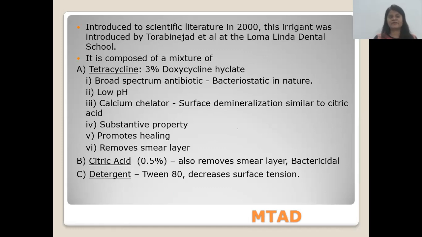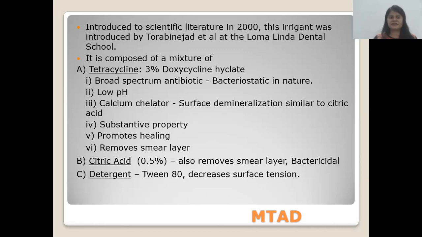Then coming on to MTAD, which is a combination of an antibiotic with an acid and a detergent. It was introduced to the scientific literature in 2000. This irrigant was introduced by Torabinejad at Loma Linda University dental school. Its composition consists of an antimicrobial agent, the antibiotic doxycycline hyclate at 3%, then citric acid at 4.25%, and a detergent.